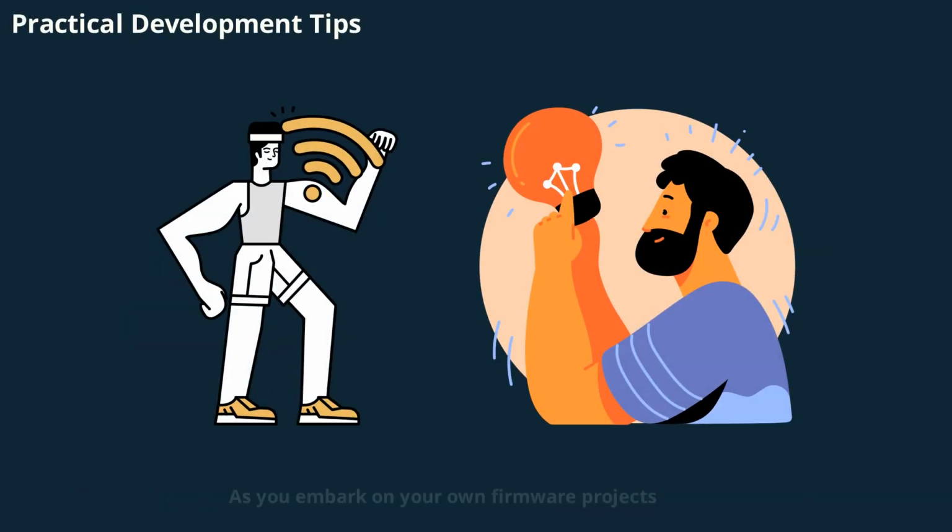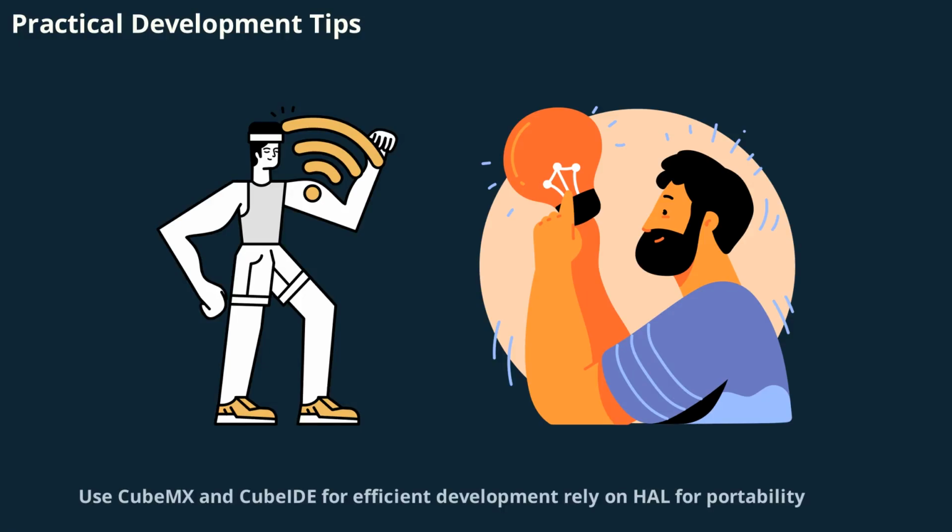As you embark on your own firmware projects, remember to leverage the tools and best practices discussed here. Use CubeMX and CubeIDE for efficient development, rely on HAL for portability, and structure your code with clear layers. Always consult documentation and reference manuals, and don't hesitate to explore community forums for support. With these tips, you'll be well equipped to tackle any embedded challenge.